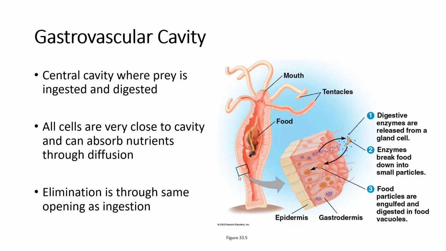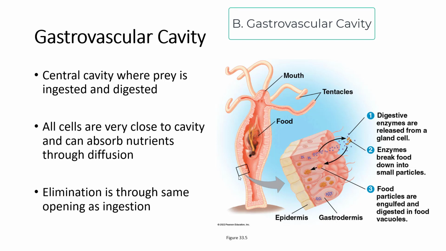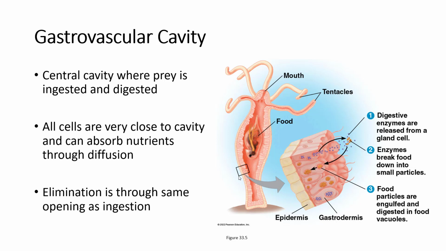The simplest of all possible digestive systems is the gastrovascular cavity, which you may remember from the cnidarians, like the cnidarian shown right here, our little hydra. There is a central cavity where prey is ingested and digested. The absorption occurs by all the cells that are very close to the food. So since all cells in the body are close to the cavity, they can absorb nutrients through basic diffusion. Elimination is through the same opening as ingestion, and this is what makes the gastrovascular cavity interesting, is it just has one hole.